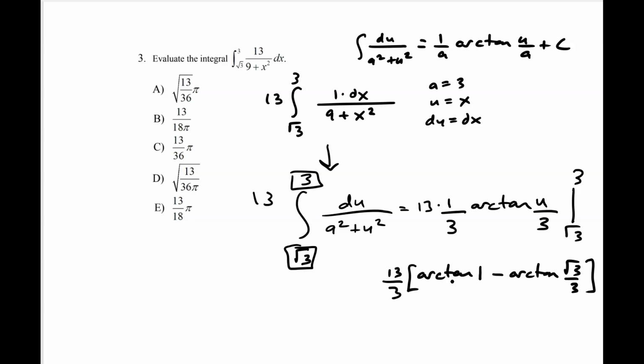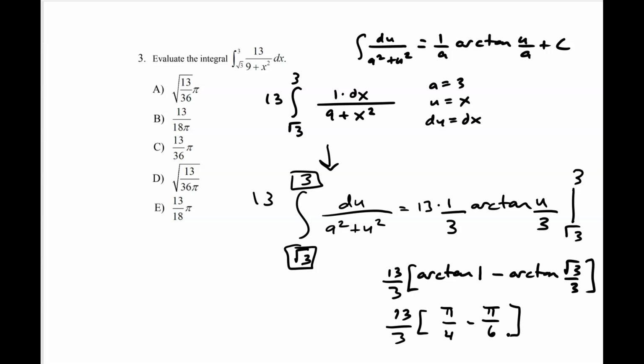Okay, so let's try to recall a little bit about our trig. When you're doing the arctan of 1, you're saying the tangent of what angle is equal to 1? And the answer to that is pi over 4. And then here, when you're doing the arctan of root 3 over 3, you're saying the tangent of what angle is equal to root 3 over 3? That's 30 degrees, or pi over 6 radians.